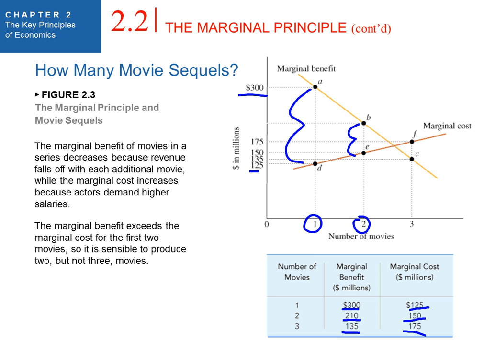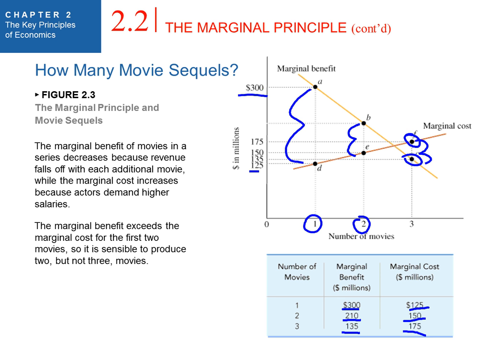Well, in a third sequel, you can see here that now the marginal costs are actually greater than the marginal benefits. So in that case, the movie producer, if they're using the marginal principle correctly, is going to say, well, we're going to stop at 2 sequels, because at the third sequel, the marginal costs are greater than the marginal benefits.